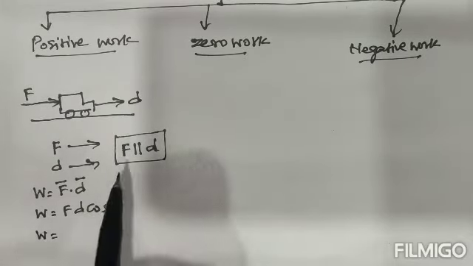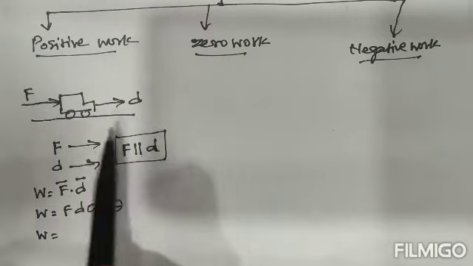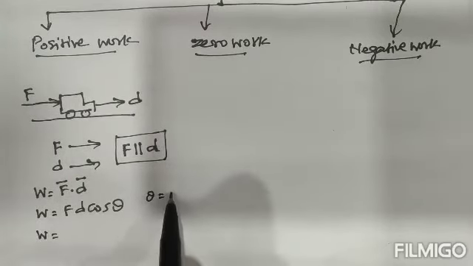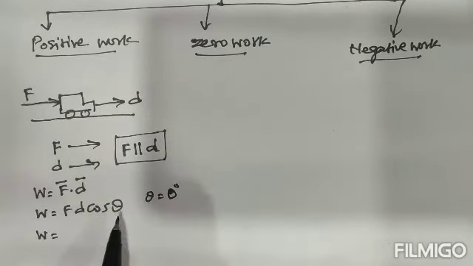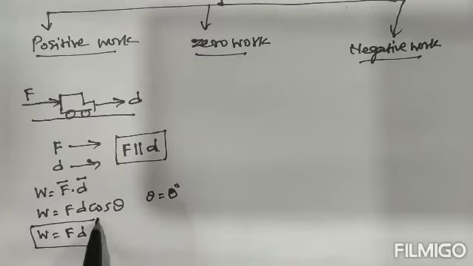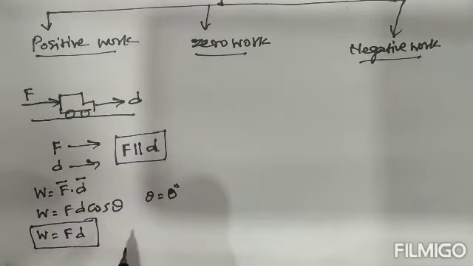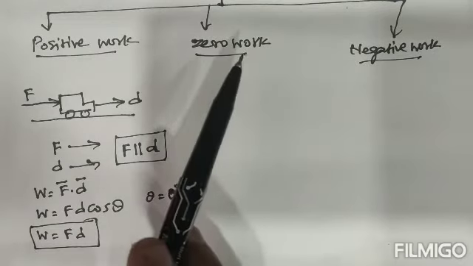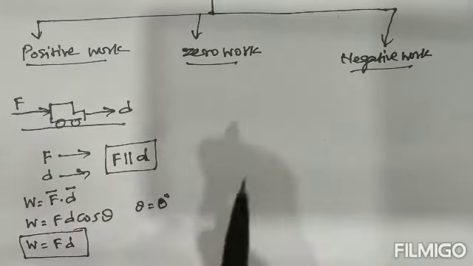So work done is equal to, here you know force and displacement in the same direction, so we can say that here the angle is 0 degree, because both will be in the same direction. So cos 0 is equal to 1, so we can get F into D, that is the answer. That means we can get some work done. This value is positive, that is the meaning. Okay, so that is a positive work. Next one, see that zeroth work.